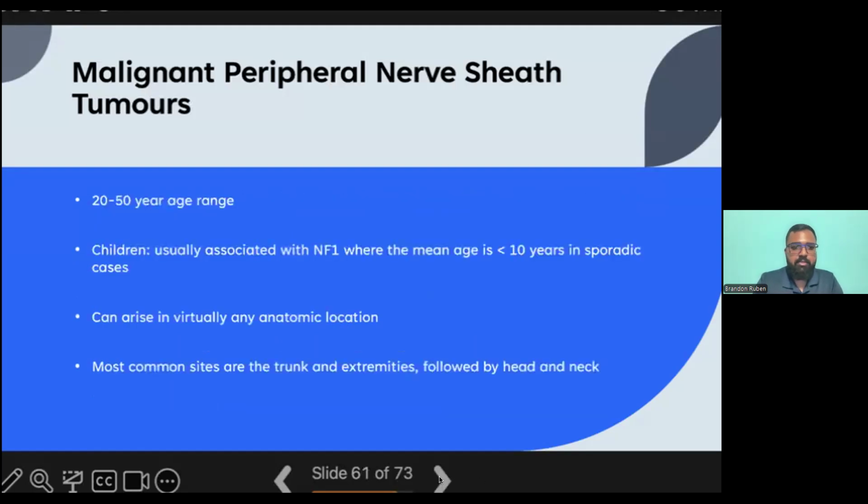They have a 20 to 50 age range. In children, they are usually associated with NF1, where the mean age is less than 10 years; in sporadic cases, they can arise in virtually any anatomic location. Most common sites are the trunk and extremities, followed by head and neck.